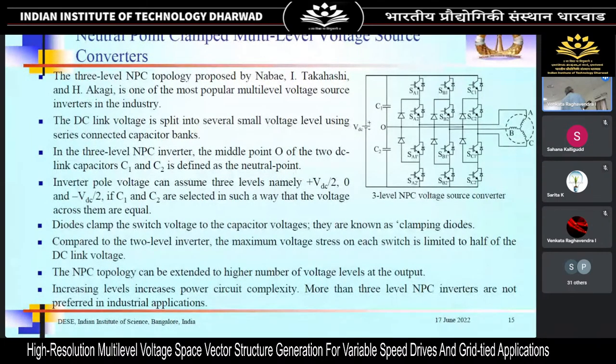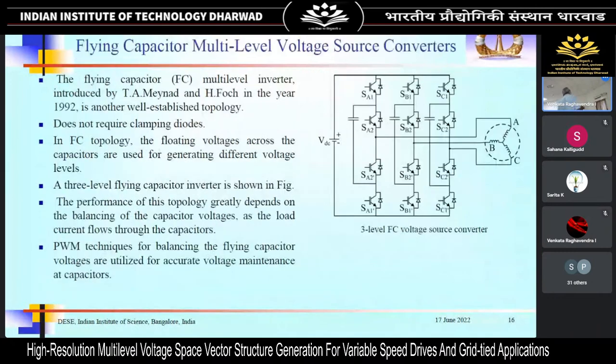This is the one. Here, three-level means: if you go this way, one level. If you switch off this one, and this one and this one turn on, then depending on the current, it will flow directly there, and for negative it will flow like this. So it will be marked here. Then stop this one and turn on this one, then this will come to the zero level. So 3 levels are there. Are you getting me? Okay.